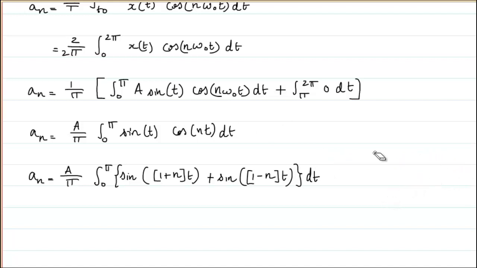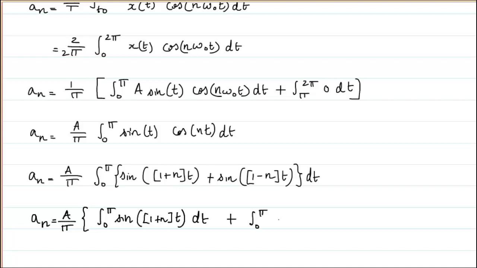Okay, which I can again split apart into two portions. So a by pi is common, that I am not going to change, and then I am going to write two integrations. One is from 0 to pi sine (1 plus n)t dt, plus the second is from 0 to pi sine (1 minus n)t dt.